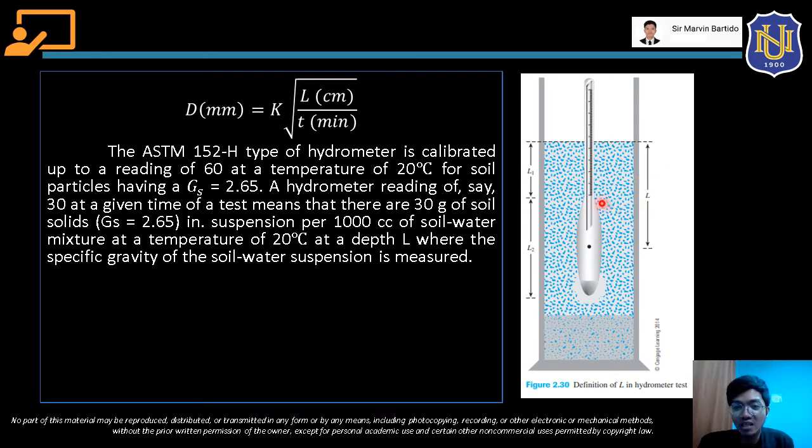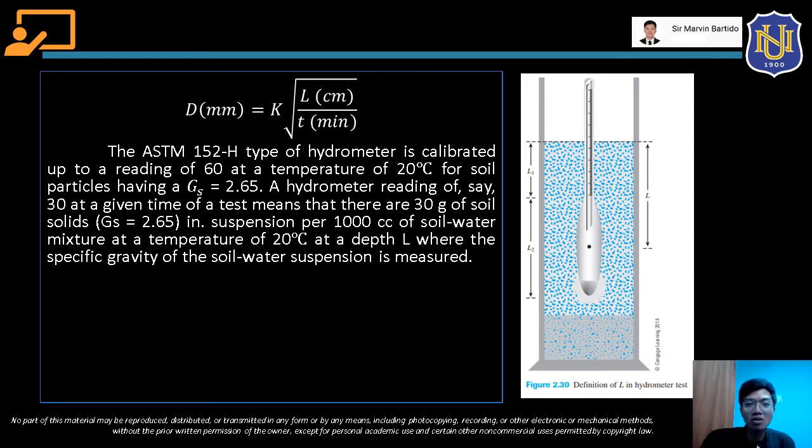And class, yung reading na 60 is nandito. Okay, and then yung reading na 0 nandito. Okay, so this is also calibrated at a temperature of 20 degrees Celsius. So class, ibig sabihin, kapag ginamit natin itong hydrometer na to at a different temperature, meron tayong correction na kailangan gawin. Or meron tayong kailangan i-apply na correction kasi merong magiging pagbabago yun class sa reading natin.